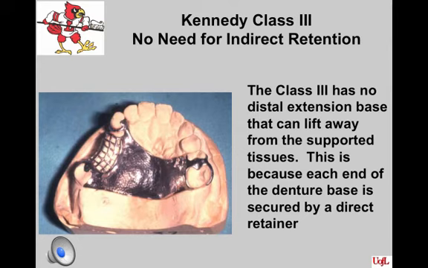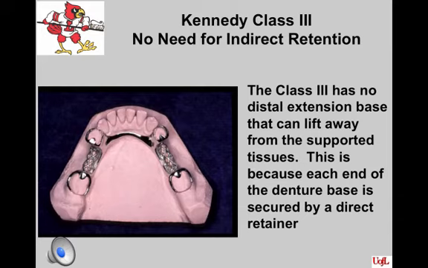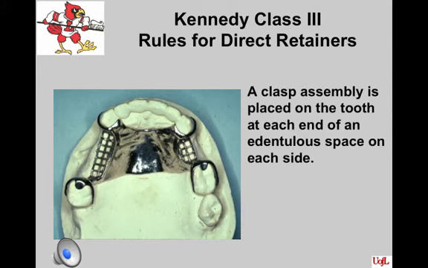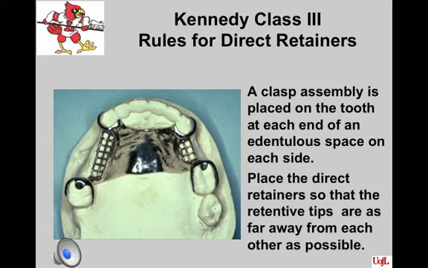The Class 3 has no distal extension base that can lift away from the supported tissues. This is because each end of the denture base is secured by a direct retainer on the abutment teeth. A clasp assembly is placed on the tooth at each end of an edentulous space on each side of the arch. You will place the direct retainers so that the retentive tips are as far away from one another as possible. Therefore, it would be the mesiofacial on the anterior abutments and the distobuccal on the posterior abutments.